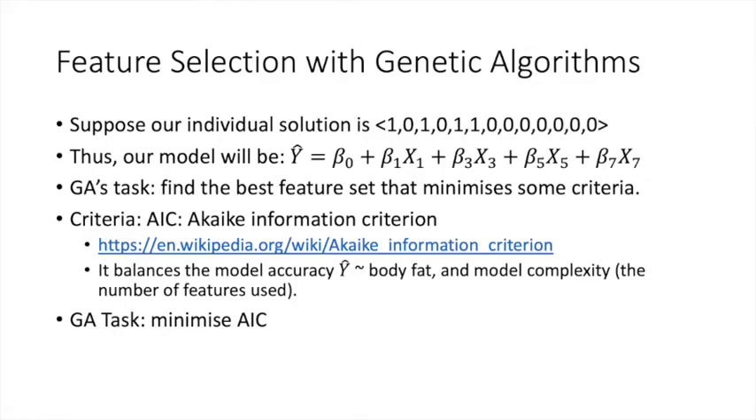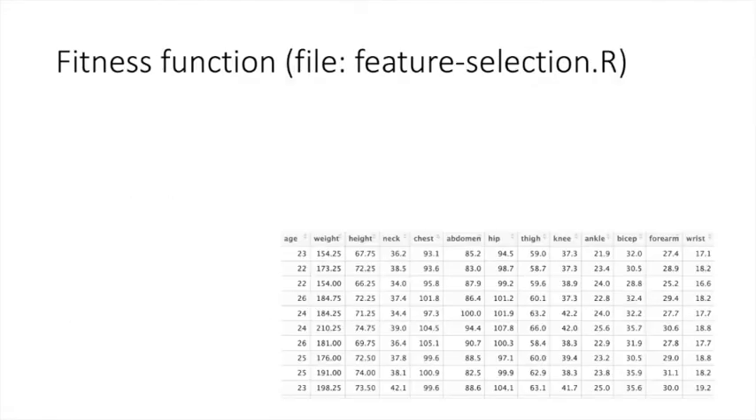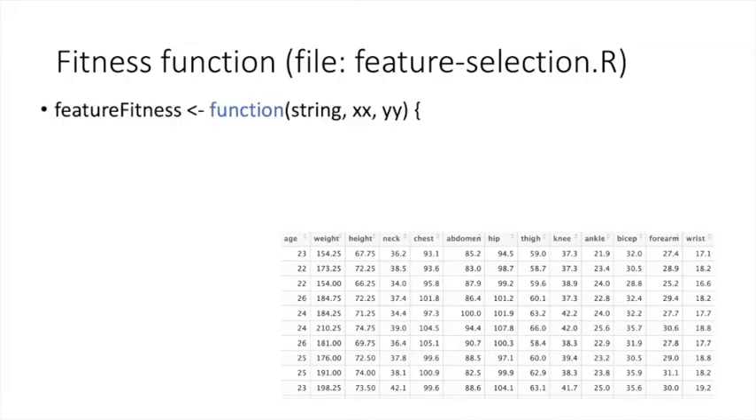Now let us see some code. So let's first consider the fitness function that we call feature fitness. It is defined at the end of the file called feature-selection.R. Like I said, the links to these coding files are in the description. So this function accepts 3 arguments. The first argument, named string, accepts a binary individual, that is a vector of 1s and 0s.